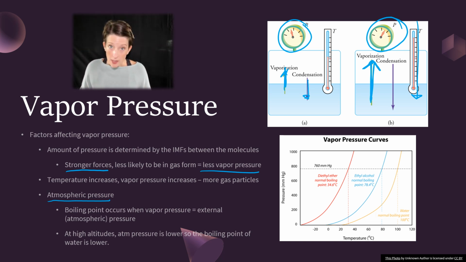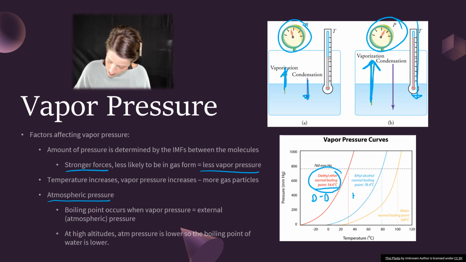depending on the strength of those intermolecular forces. So here we have diethyl ether, so that's just going to have dipole-dipole. Based off the atmospheric pressure, it's going to take less energy to reach that boiling point because of those interactions, it's a lot easier to break those apart.